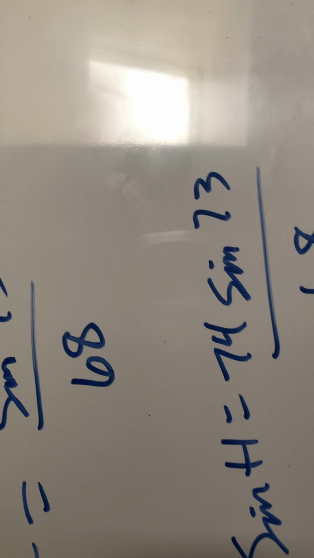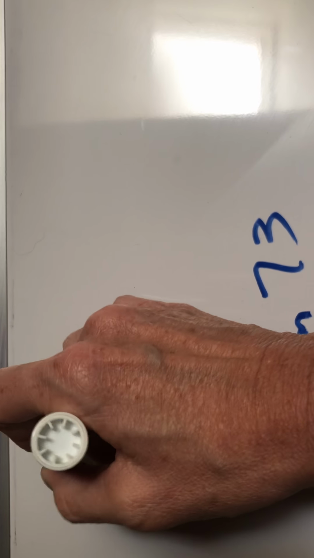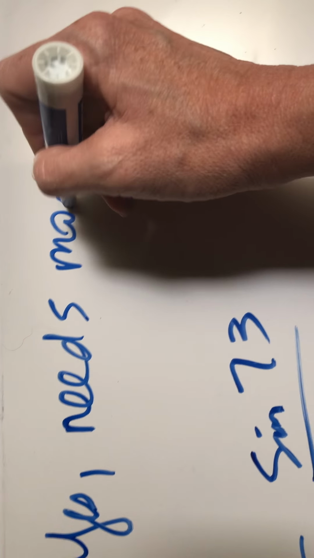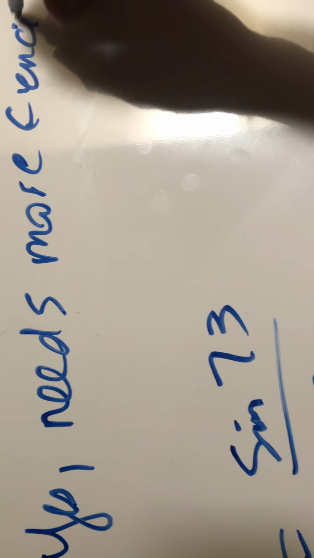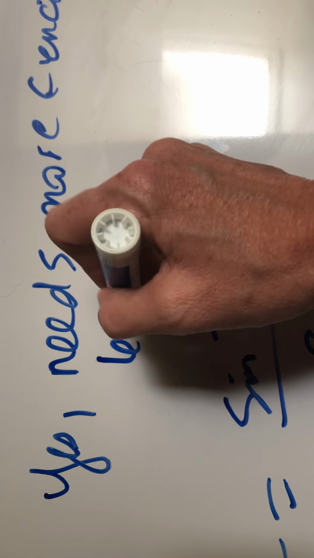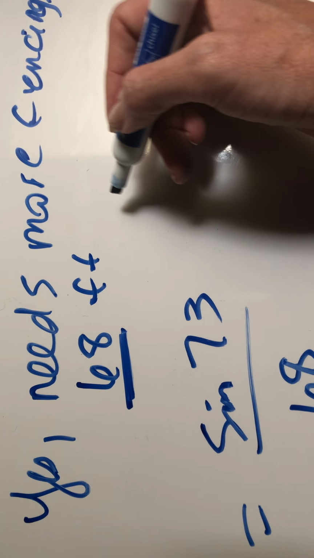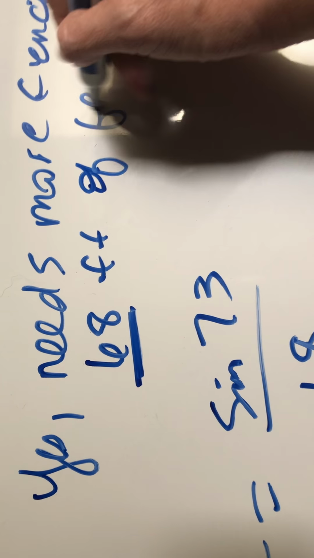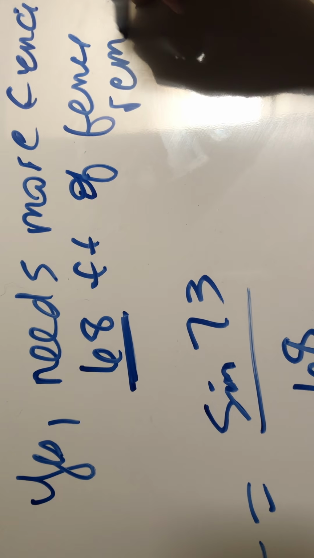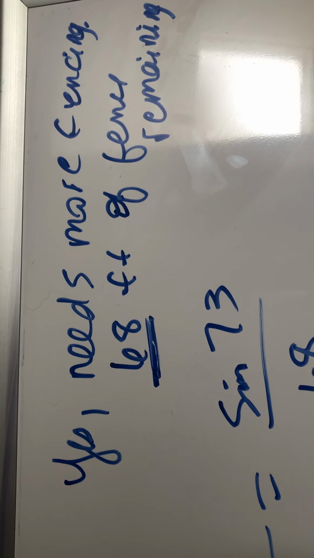Okay, so on the computer, it asks you a couple of things. The question is, does the zoo need more fencing? Okay, so yes, it needs more fencing. And then the zoo has 68 feet remaining. So this is one of the slots you're going to have to fill in. It has 68 feet of fence remaining.